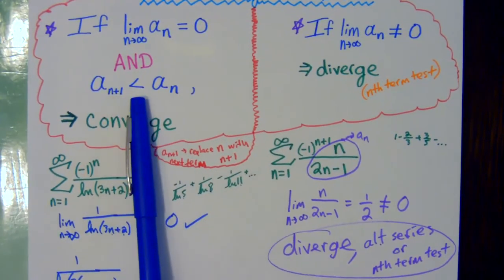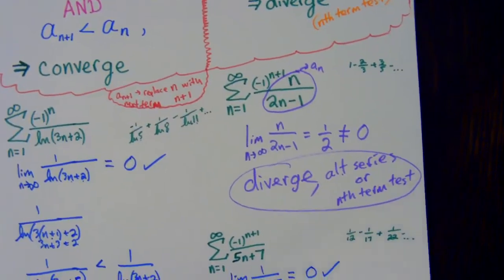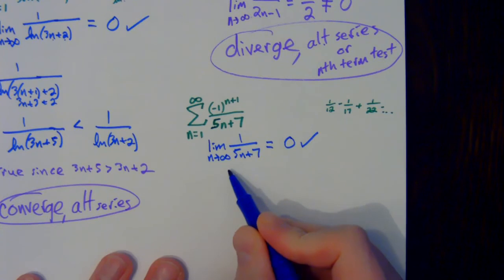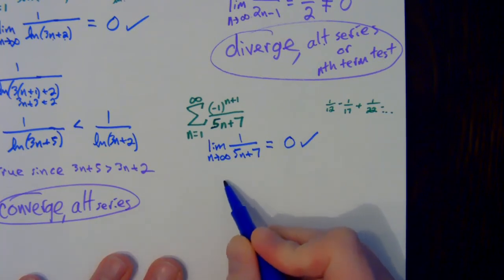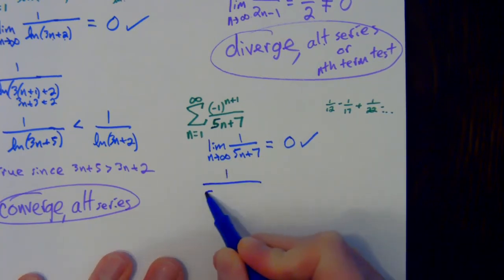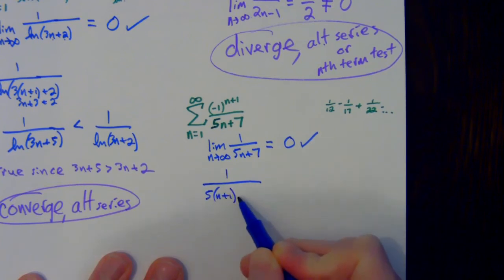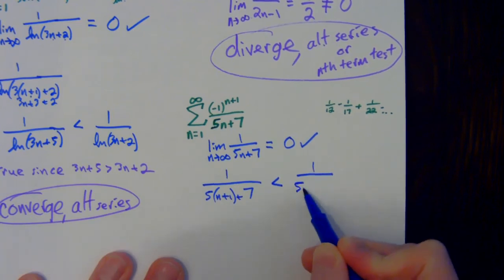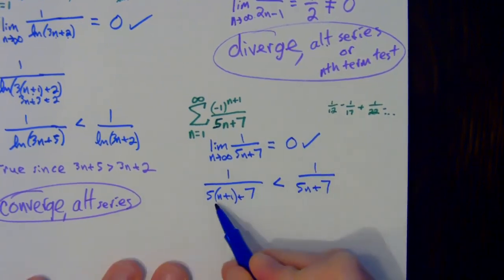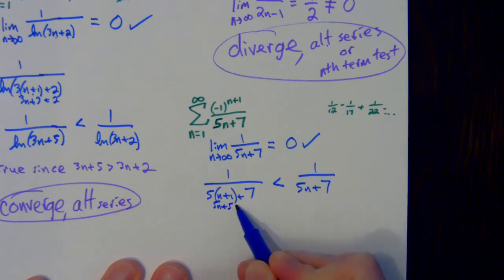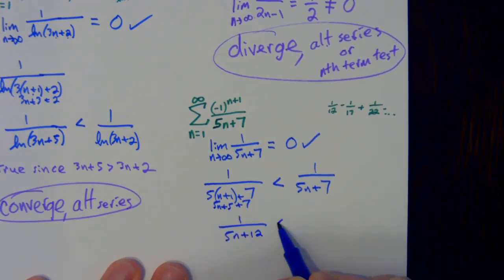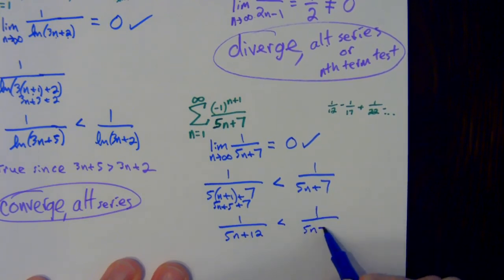And then you also got to show that the n plus first term is less than the nth term. So you're just showing all this stuff is decreasing, right? So a sub n plus 1. When I do a sub n plus 1, well, I'll just write that down here. There's your a sub n plus 1, and I got to show that it is smaller than the a sub n, the original one. So we should multiply this out. This would be 5n plus 5 plus 7. So I get 1 over 5n plus 12 is less than 1 over 5n plus 7.